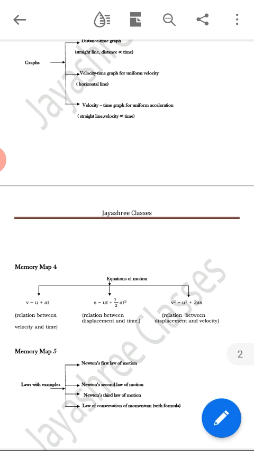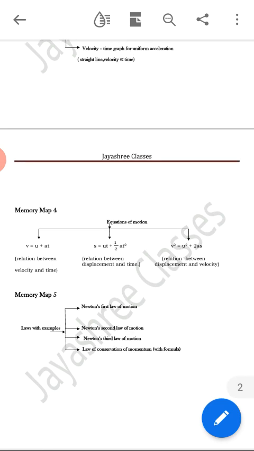You have to just draw these maps of graphs and equations of motion. You have to just draw this graph in your notebook. Don't write any extra matter. And the last map is of laws with examples. There are 4 laws. Write down the laws in front of each concept and write one example. Okay, and all this writing along with your notes. I expect all this writing on 11th May. Send me the photographs of all.